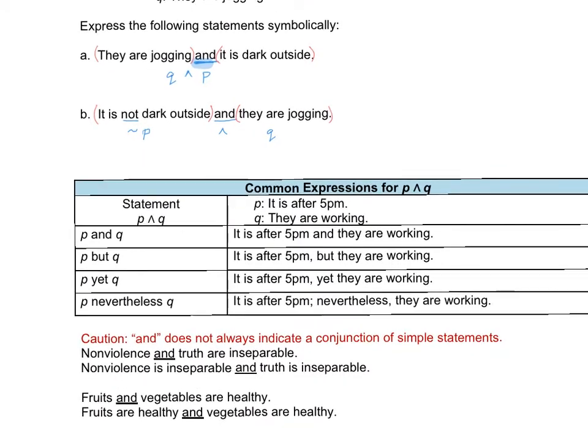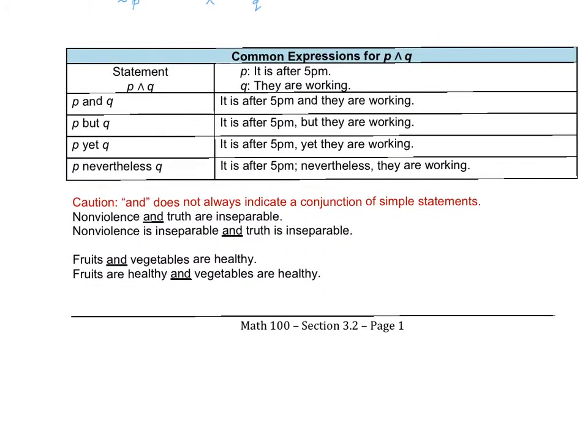In the following table, there are some expressions for and. Again, remember, many ways to say the same thing. So if we look at our statement P and Q, that symbol for our conjunction and can be just the word and. But there are other words that we can use besides and. So let's say that P is, it is after 5 p.m., Q is, they are working. So P and Q, it is after 5 p.m. and they are working.